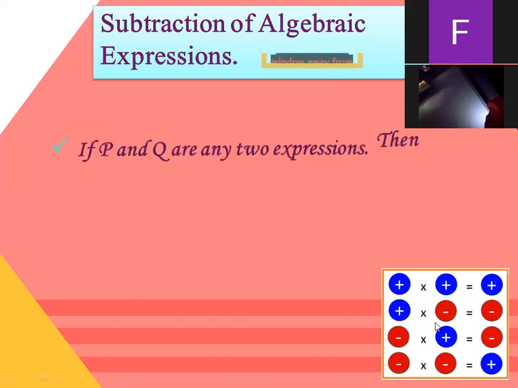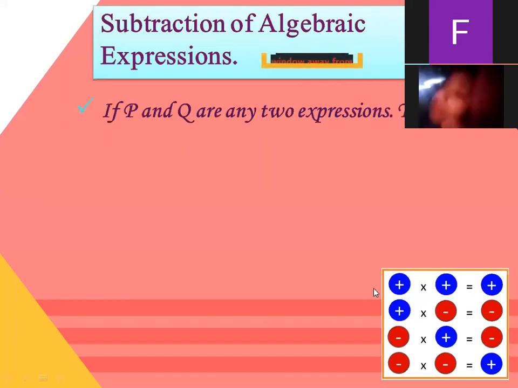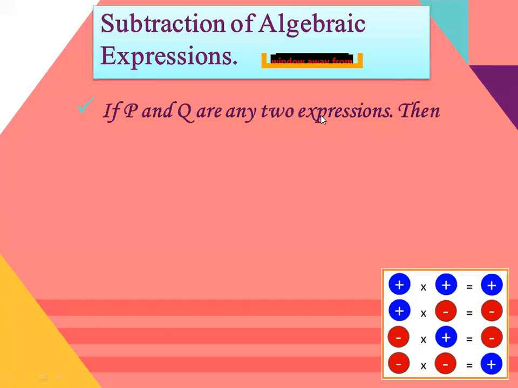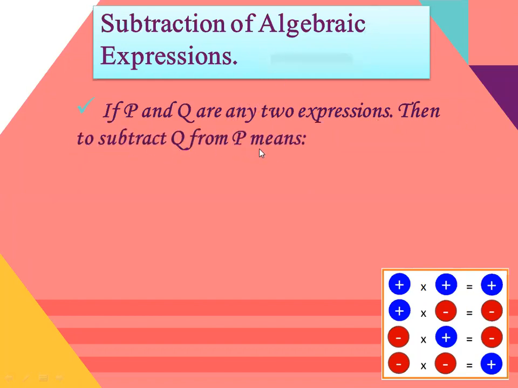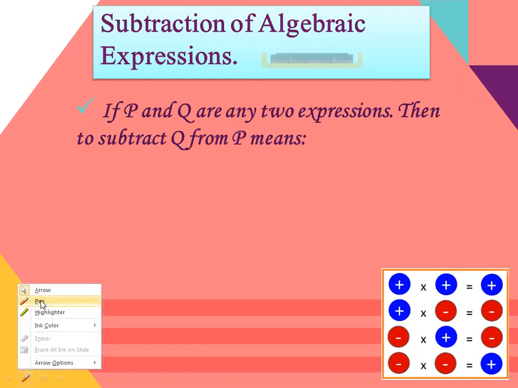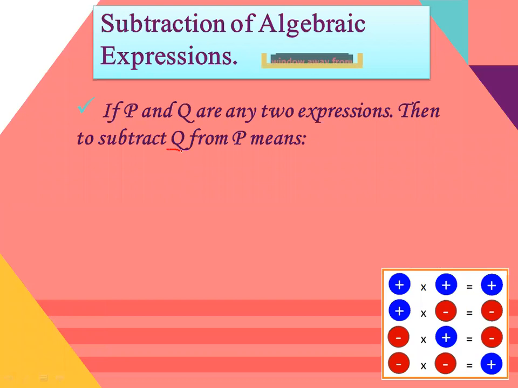Now, subtraction of algebraic expressions means what? If p and q are any two expressions, p is your expression number 1 and q is your expression number 2. Then to subtract q from p means you have to subtract this q from p. So what does it mean?